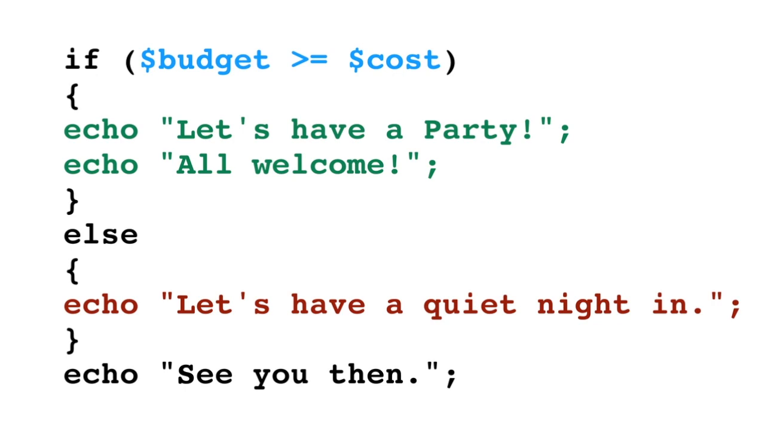Here we're trying to decide whether to have a party or whether to have a quiet night in. And that'll depend on whether the budget for having a party is greater or less than the cost of having it. If the budget is greater or equal to the cost, then that's good, so we will echo "let's have a party, all welcome". But if the budget for the party isn't greater than the cost, so if we don't have enough money for the party, then we'll echo "let's have a quiet night in".